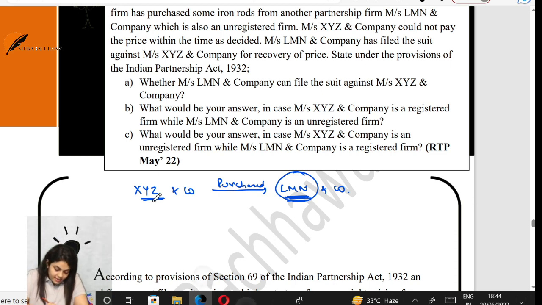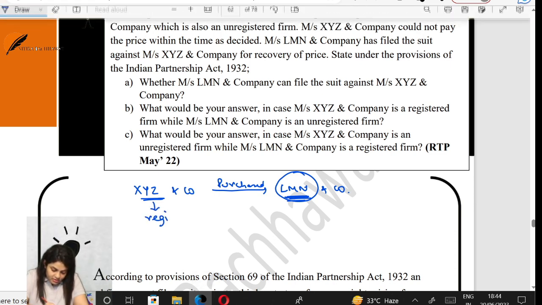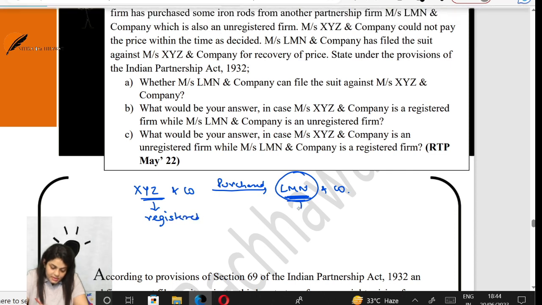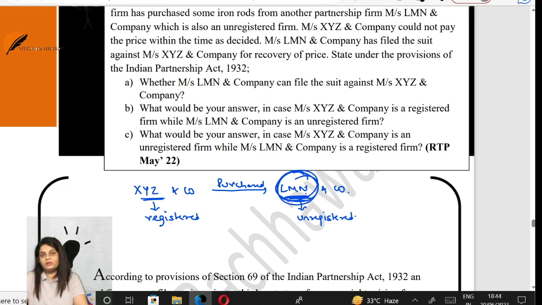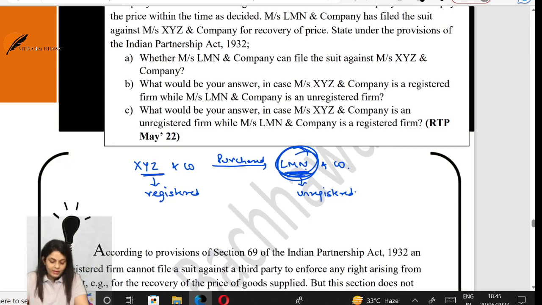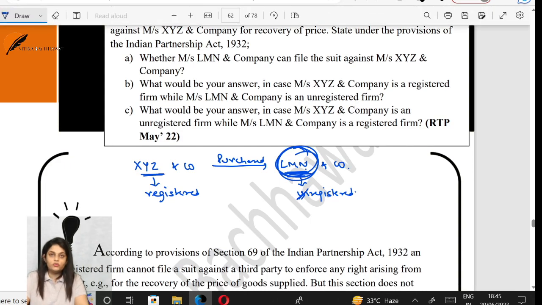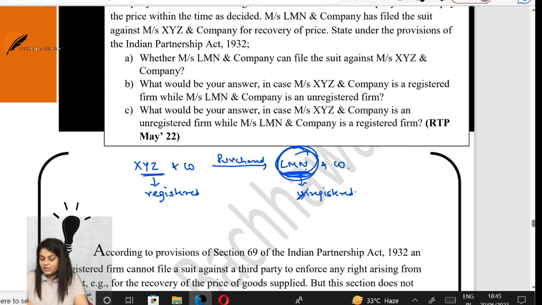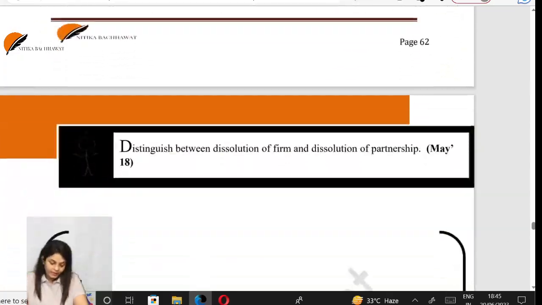What would be your answer if XYZ is registered, but LMN is unregistered? Still the same, because the whole point is that LMN has to be registered. The firm suing the third party should be registered. It's not necessary that the third party should be registered. What would be your answer if both of them are registered? If both are registered, then the suit is valid. But if LMN is not registered, the suit is not valid.